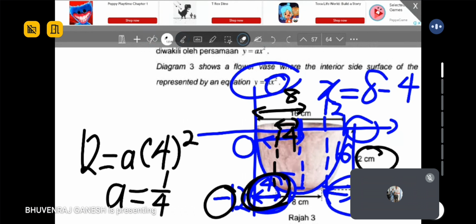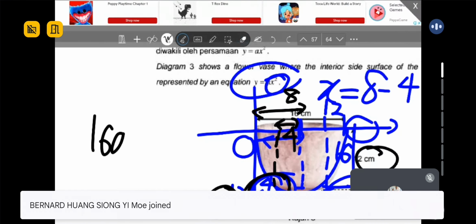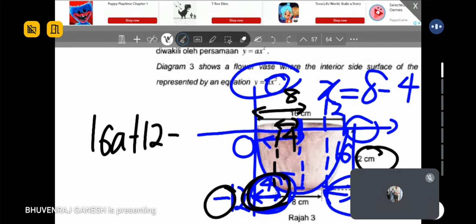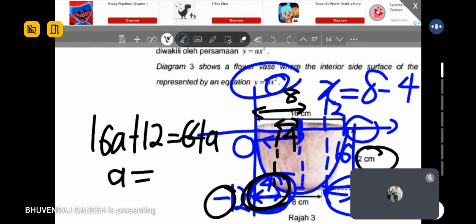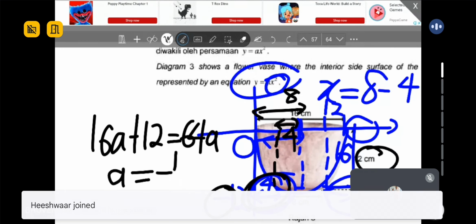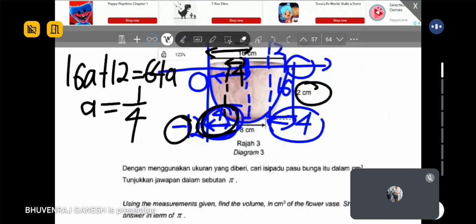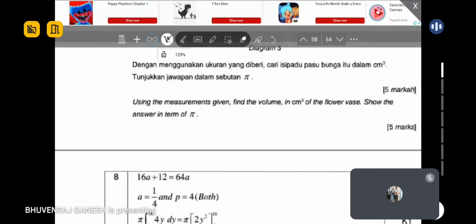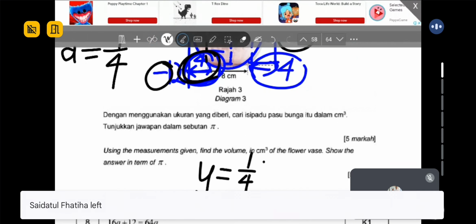Okay, no. You must do like this. Okay, you will get 16a plus 12 equal to 64a. Okay, so you solve for a value. Cari nilai a. Okay, so you will get 1 over 4, if not mistaken. 1/4. Let me check and see. 64, yeah, correct. Okay, you will get a equal to 1 over 4. Okay, so now you already have the equation of the curve. Okay, so you have y equal to 1 over 4 x squared.